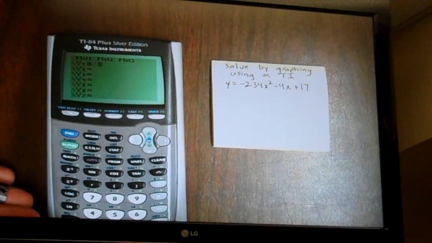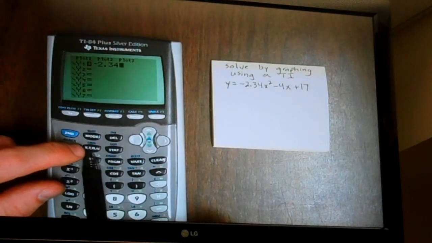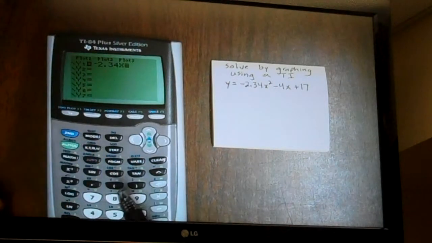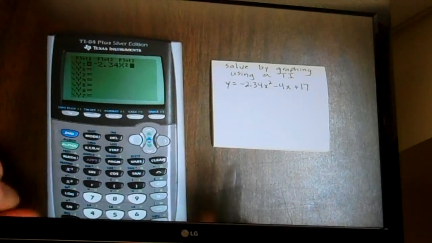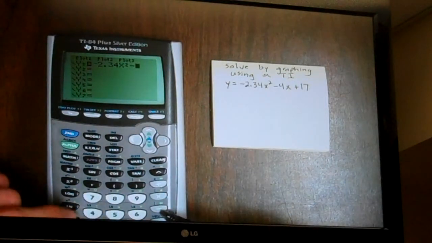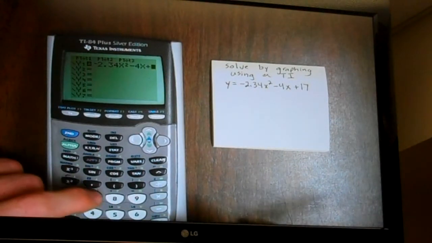So I'm going to hit negative, making sure that I use the negative sign, which is below the 3. 2.34. Then I hit the x, which is the x, comma t, comma theta, comma n button. My squared button right here. Then I hit minus, or subtract I should say, which is next to the 6. Subtract 4, another x, plus 17.